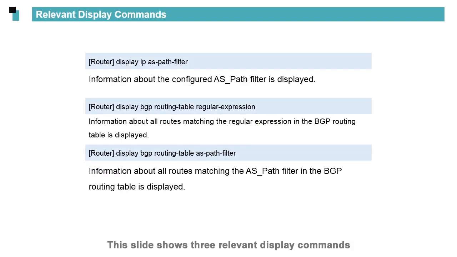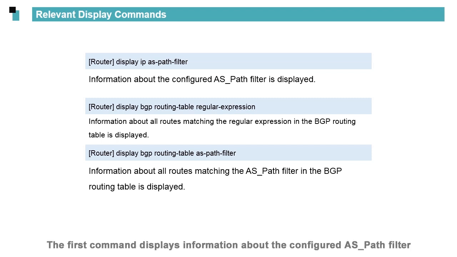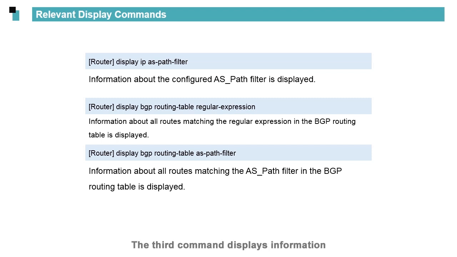This slide shows 3 relevant display commands. The first command displays information about the configured AS path filter. The second command displays information about all routes matching the regular expression in the BGP routing table. The third command displays information about all routes matching the AS path filter in the BGP routing table.